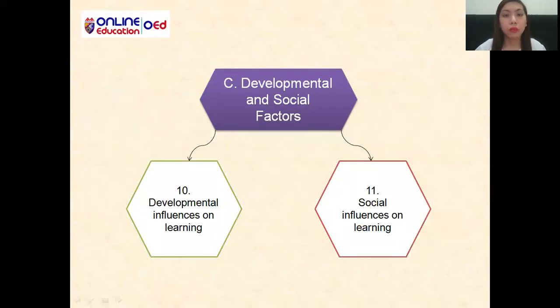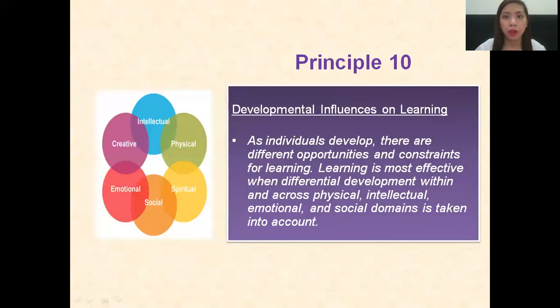The third category is the developmental and social factors. Under that are the principles, including developmental influences on learning and the social influences on learning. Principle 10 is the developmental influences on learning. As individuals develop, there are different opportunities and constraints for learning. Learning is most effective when differential development within and across physical, intellectual, emotional, and social domains is taken into account. This principle suggests that individuals learn best when the material being taught is appropriate to their developmental level and is presented in an enjoyable and interesting way.